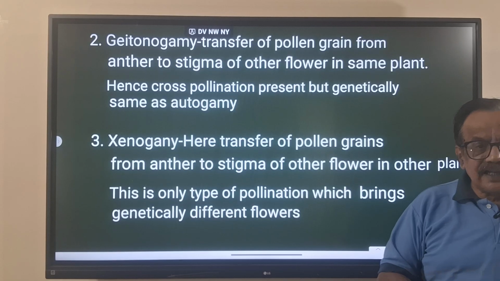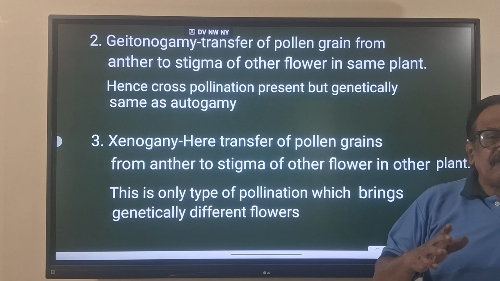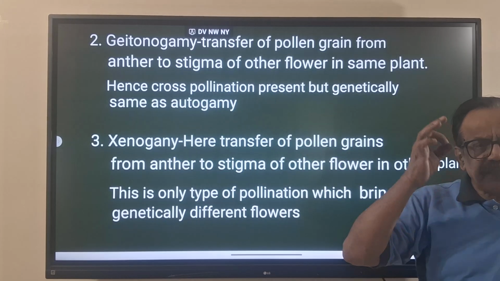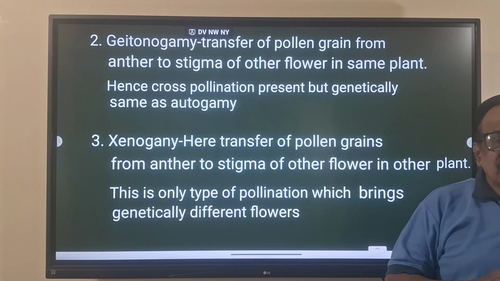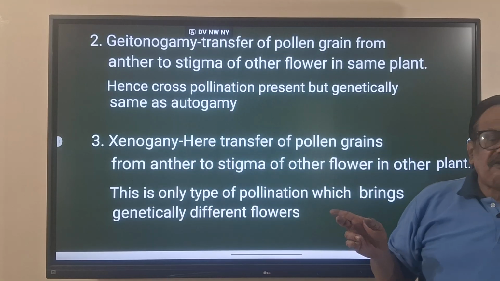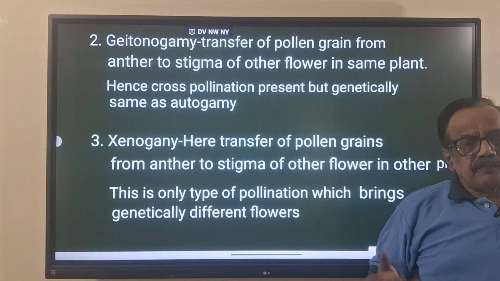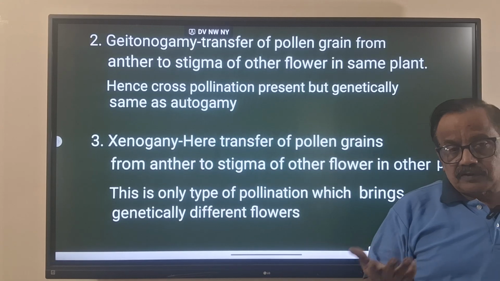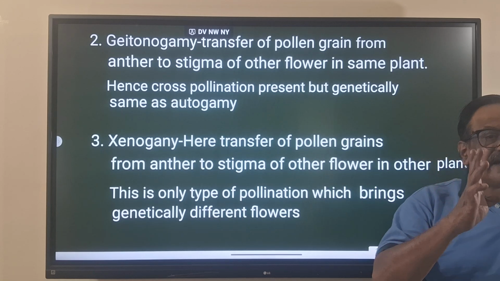Xenogamy: the pollen grain will reach the stigma, I mean the pistil, of another flower which is present on another plant. It is the pure purpose of cross pollination. 100% genetic variation will come in this type of pollination, xenogamy. And xenogamy is generally done by unisexual plants. All these things will be discussed in detail in the outbreeding devices.